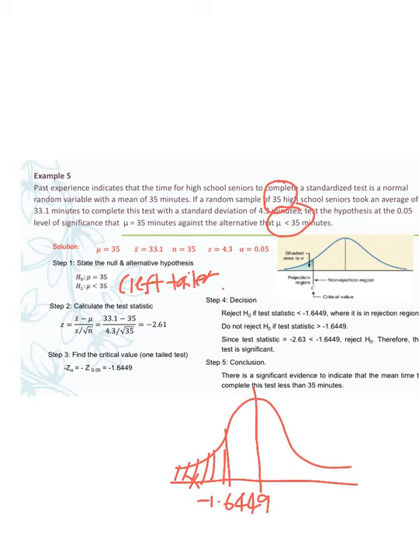first we decide on our decision rule. We reject H0 if the test statistic is less than negative 1.6449, but we do not reject H0 if the test statistic is greater than negative 1.6449. So we can see from the diagram, negative 2.61 is less than negative 1.6449. So we reject the null hypothesis.